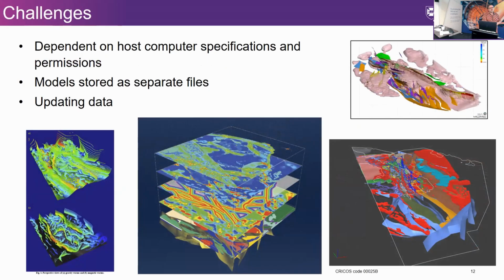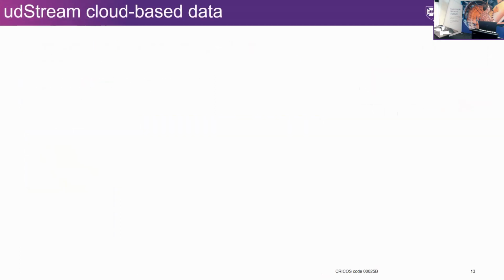But you know, some of the challenges around that are that, once you start getting into detailed visualization and real-time tracking of things, it's very dependent on host computer specifications and permissions. And if you're dealing with models and sending them around, then it becomes logistically very, very difficult. We've been working with a group called Euclidean, who have a package called UDStream that will allow you to visualize a lot of this more complicated, massive data sets in three dimensions.